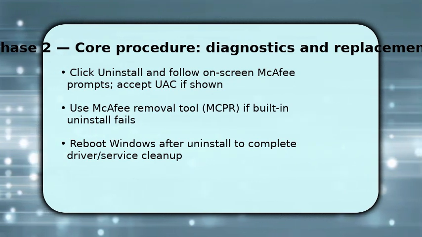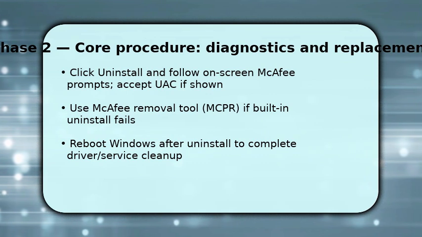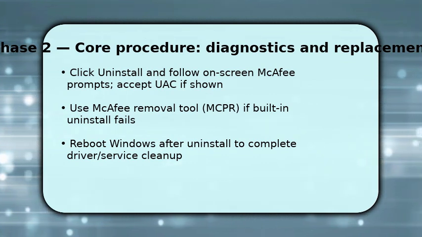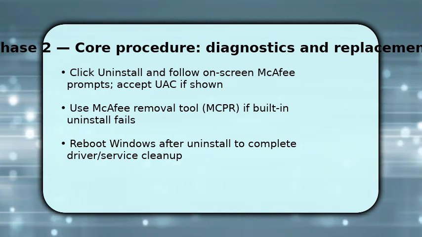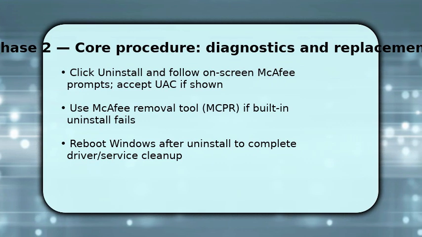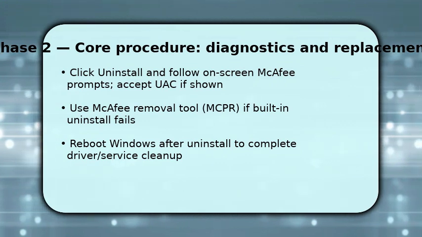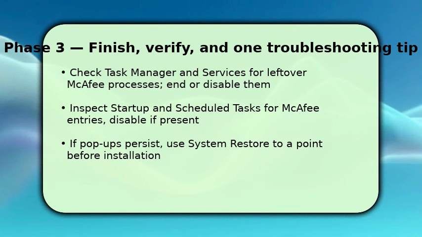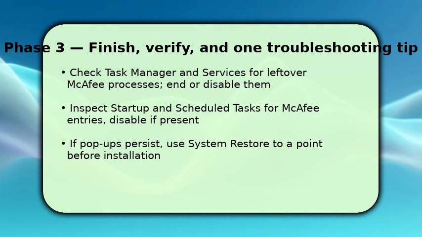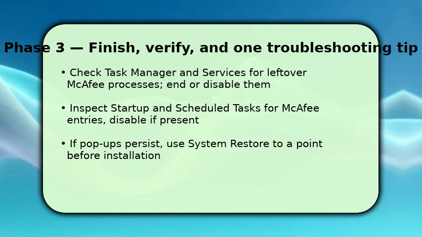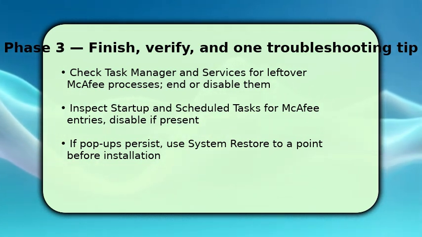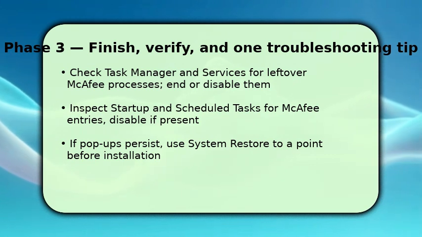Restarting ensures background services and drivers are fully stopped and removed, which stops persistent pop-up triggers. After reboot, you inspect Task Manager and Services for any McAfee remnants, end processes, and set related services to disabled if needed. Once done, open Startup and Task Scheduler to remove or disable McAfee startup items so nothing restarts automatically.